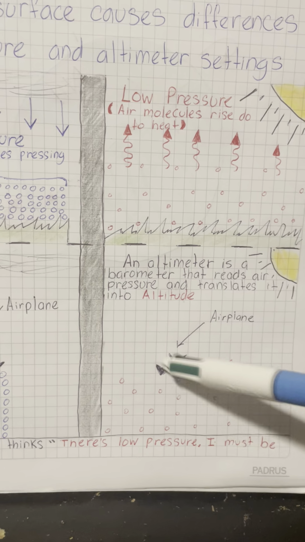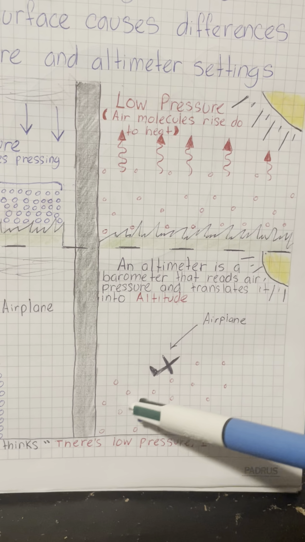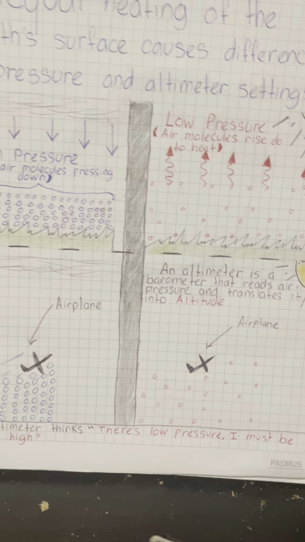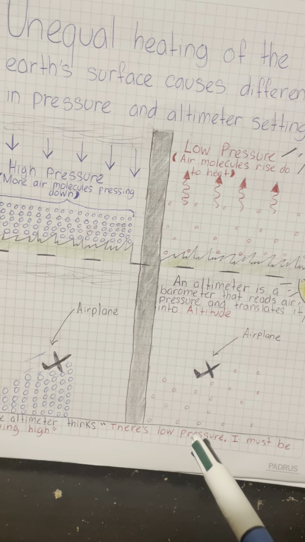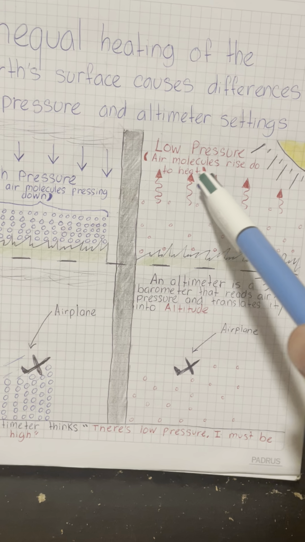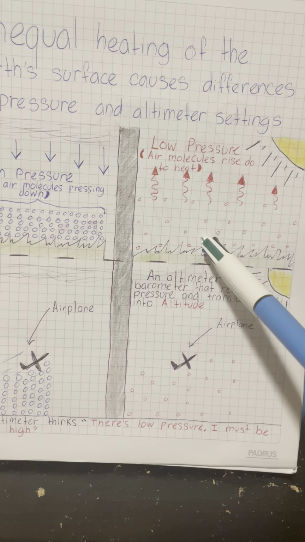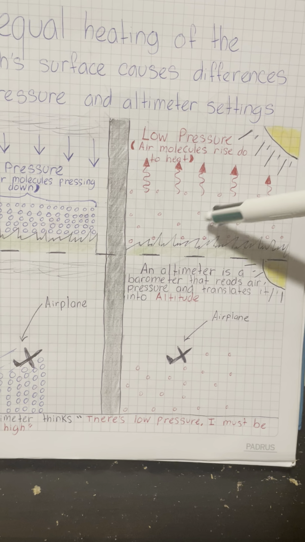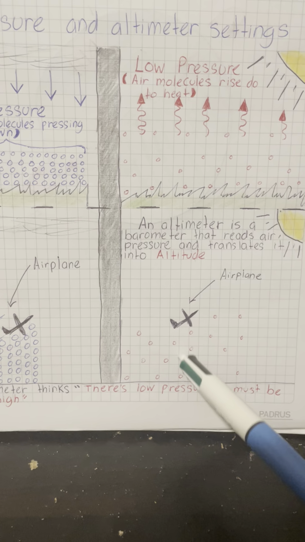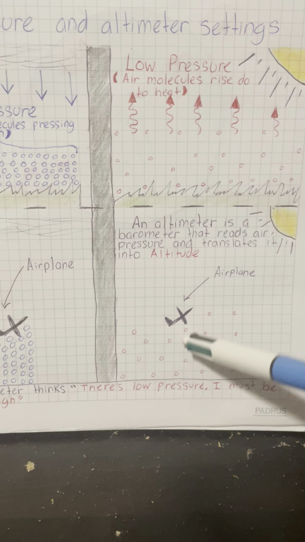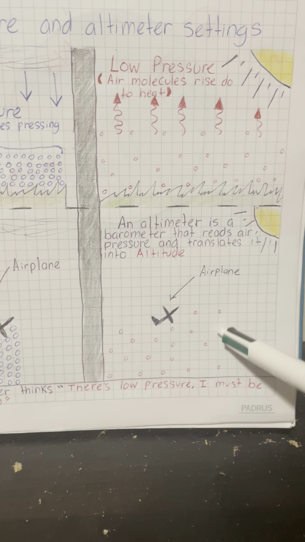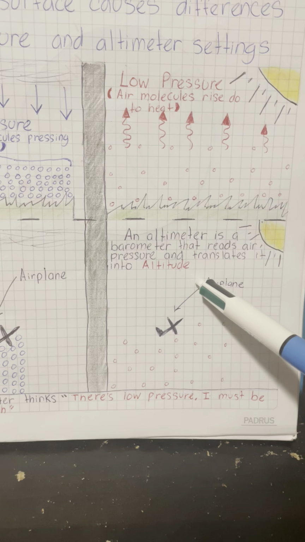But here, how is a plane able to tell if it's climbing at the proper altitude? The altimeter is going to think, there's low pressure, I must be flying high. There is low pressure because, as we talked about, there is less weight being exerted on the ground because the air molecules are moving upward because of the heat. It's the same thing here: there is less force being exerted on the Earth's surface because the sun is warming up the air molecules and they're moving upward.